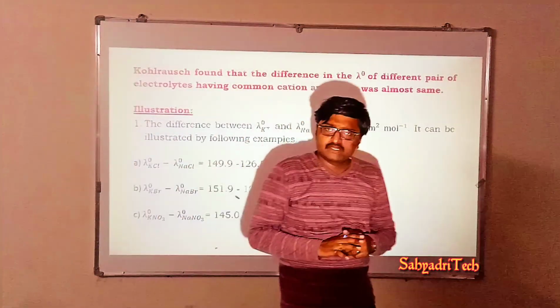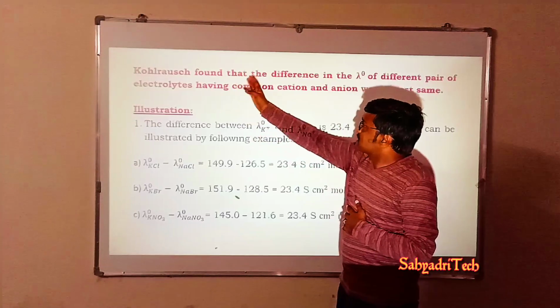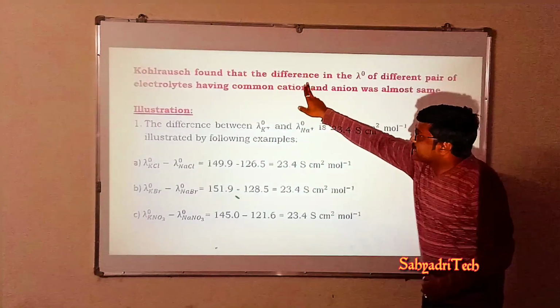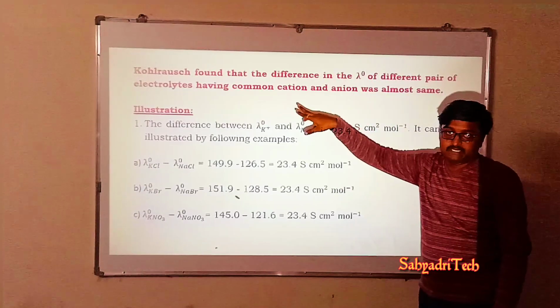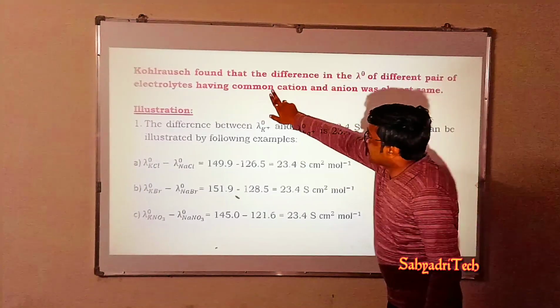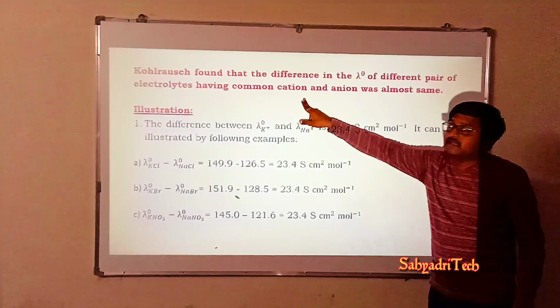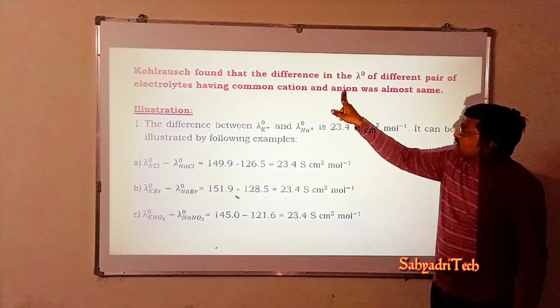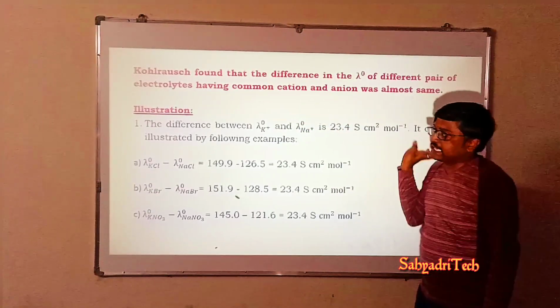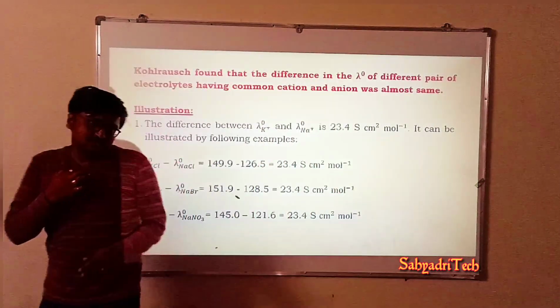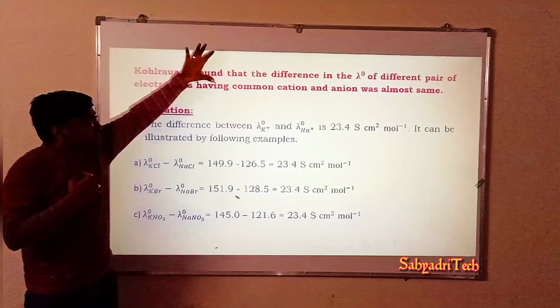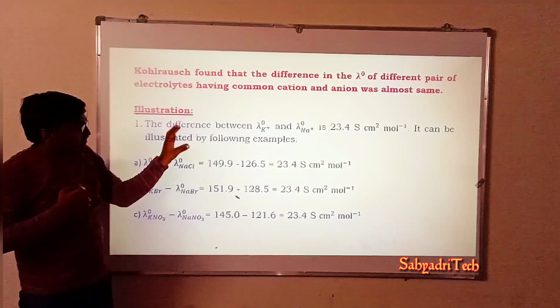So Kohlrausch observed that the difference in the lambda naught of different pairs of electrolytes having either a common cation or a common anion is almost the same. So he took some illustrations. Well, we can understand the meaning of this statement with the help of illustrations.